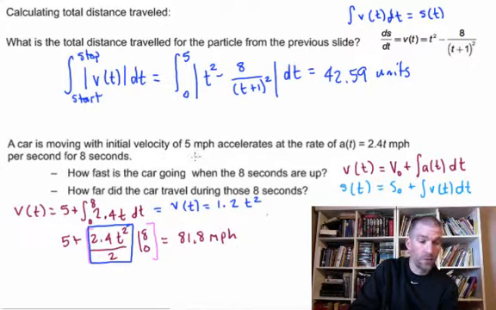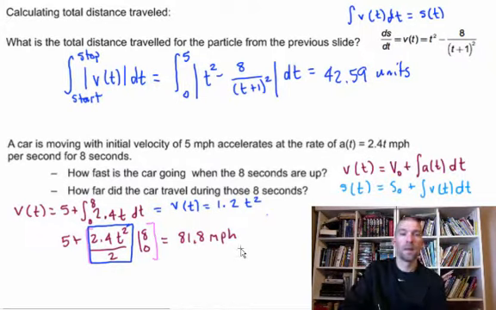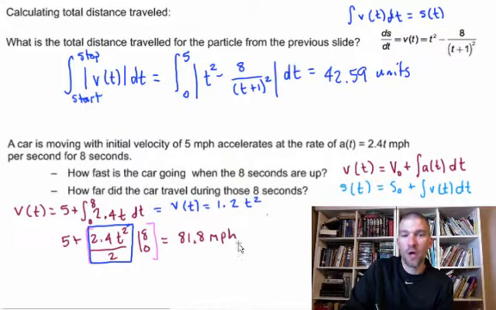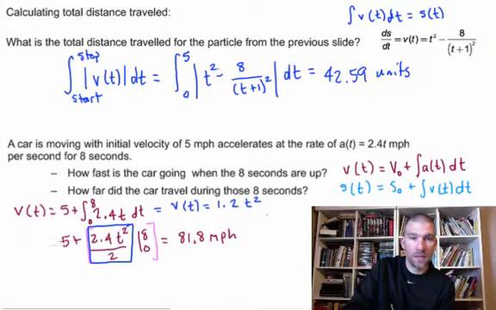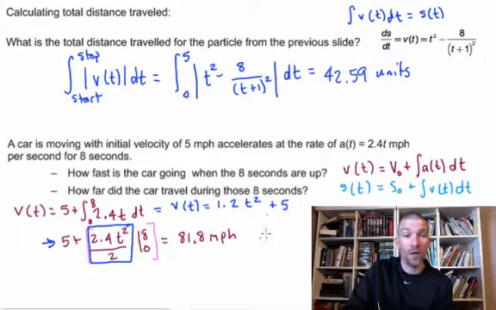So whatever we do, we're going to have to add it to that. Okay? If we want to know how far the car traveled during those 8 seconds, what we have to do is integrate the velocity function. So remember, velocity is this guy right here, 5 plus all this, which actually turns out to be 1.2 t squared plus 5. That's my velocity. How do I know? Because I integrated the acceleration, and that's what I got.